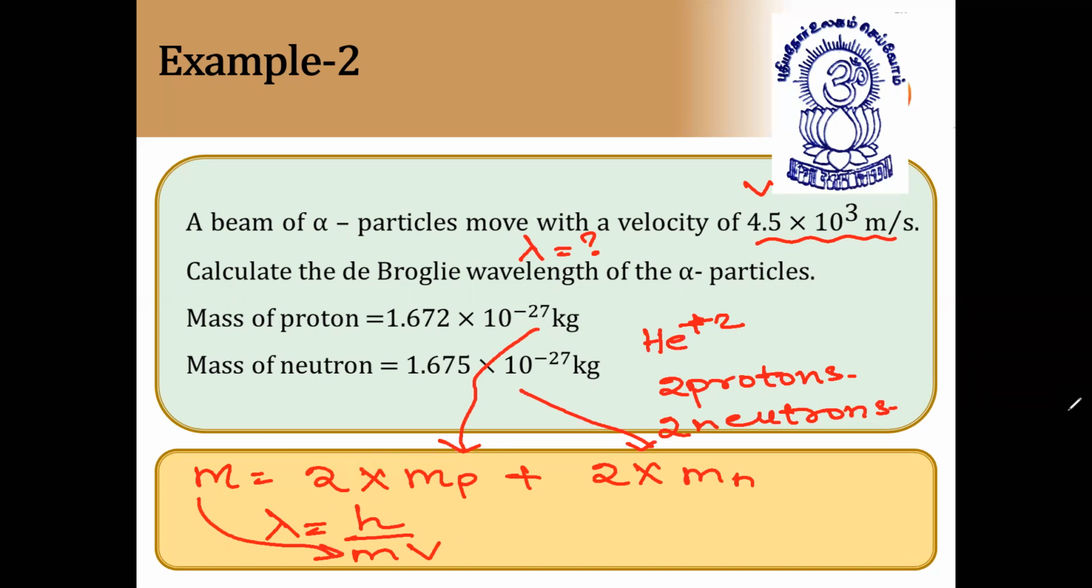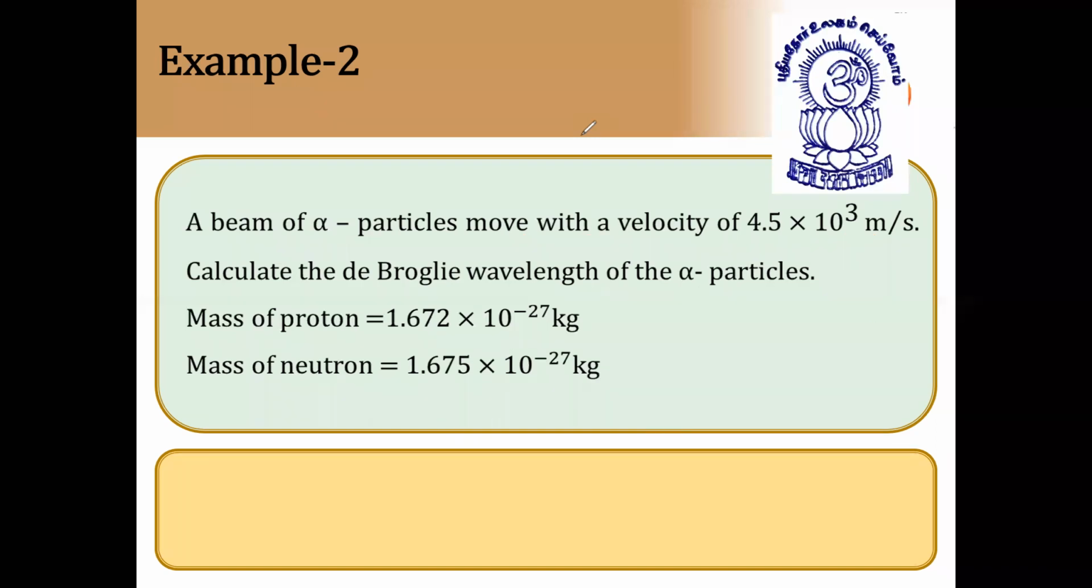Here the alpha particle is very important. Alpha particle is a doubly ionized helium nucleus. It contains two protons and two neutrons. By substituting the values, you'll get the total mass, and then dividing h by the total mass into velocity you'll get the lambda value. So I hope this is clear. Lambda is equal to 21.9 picometers. 1 picometer is equal to 10^-12 meters. That also you know, we discussed it in the starting chapter.